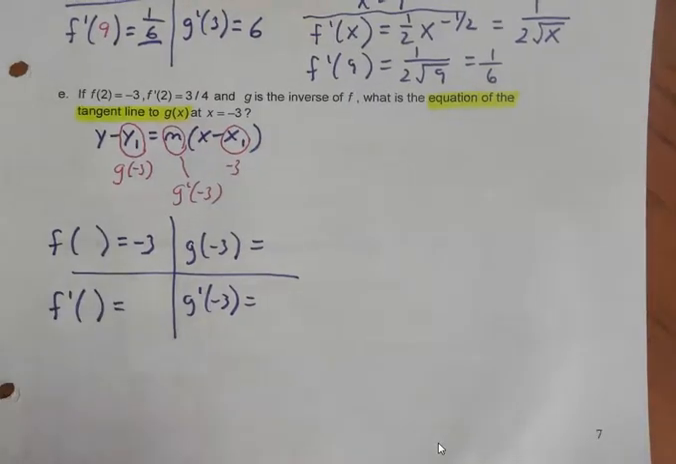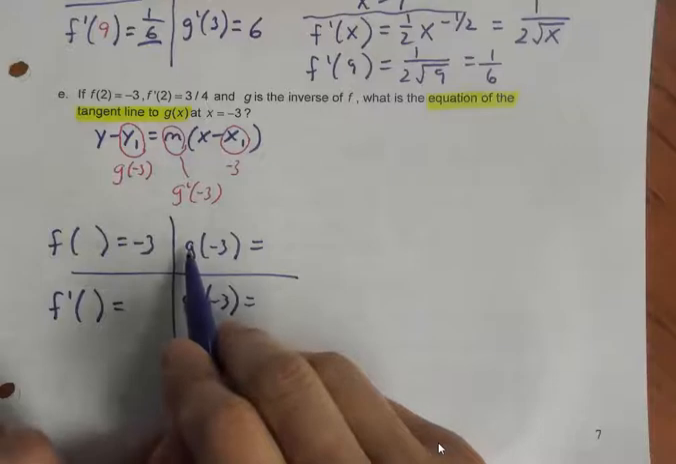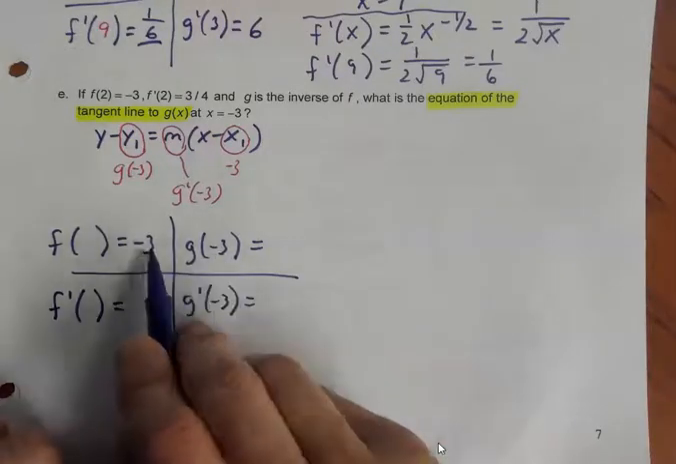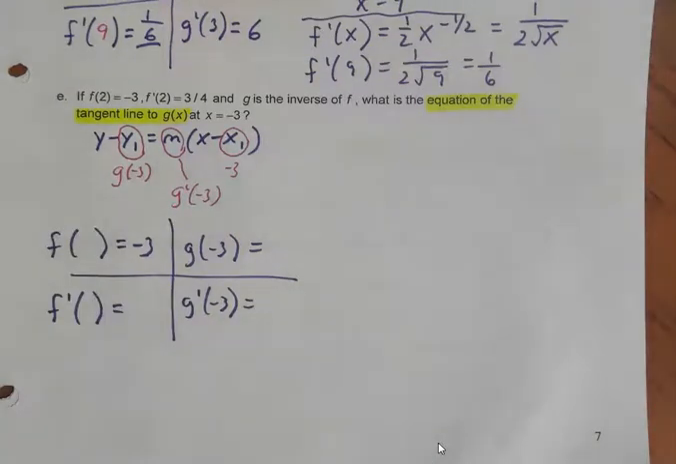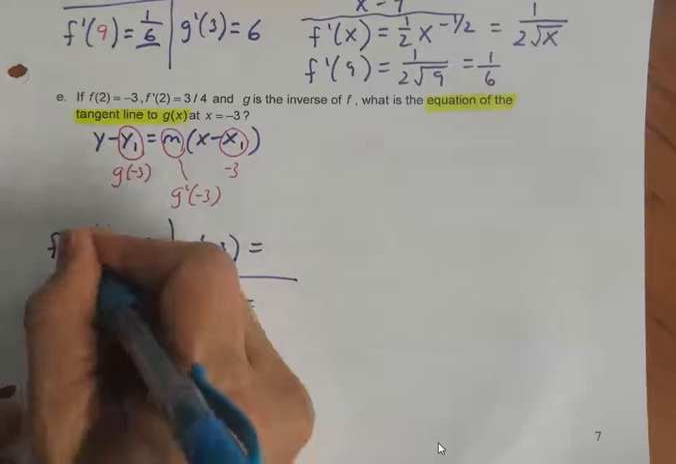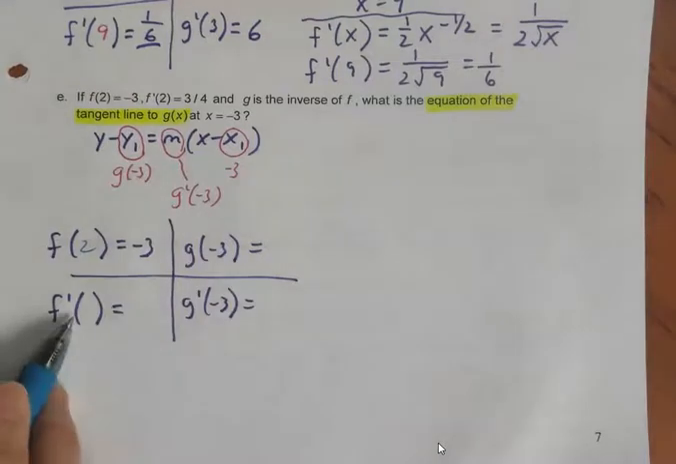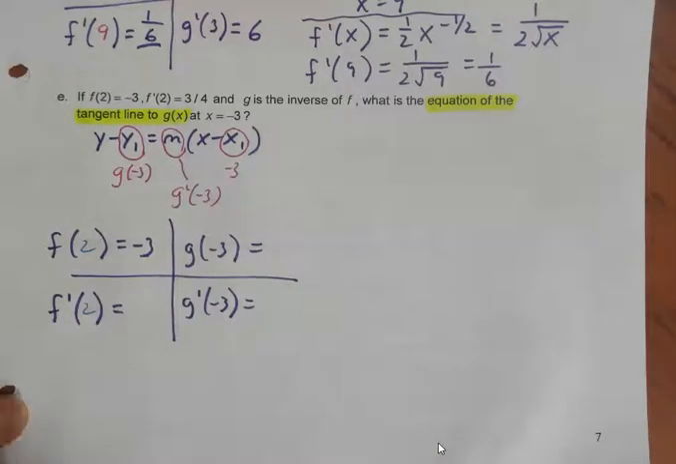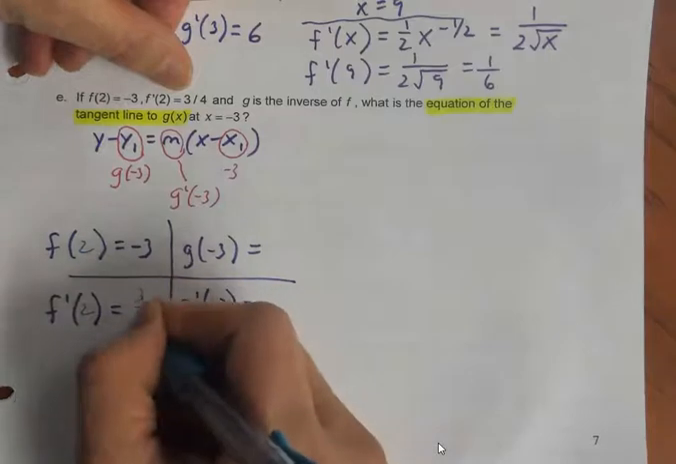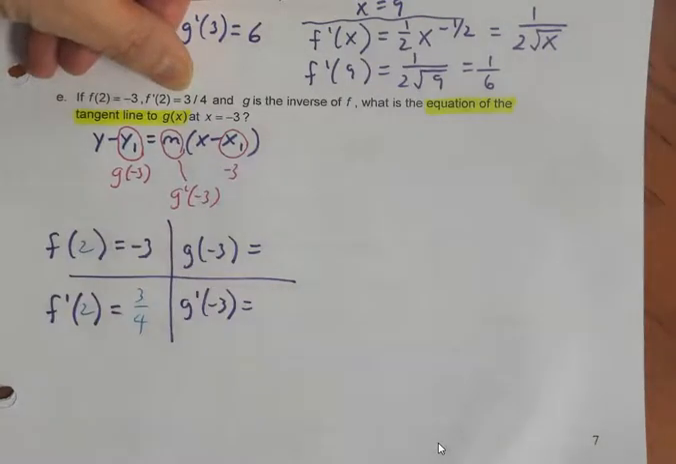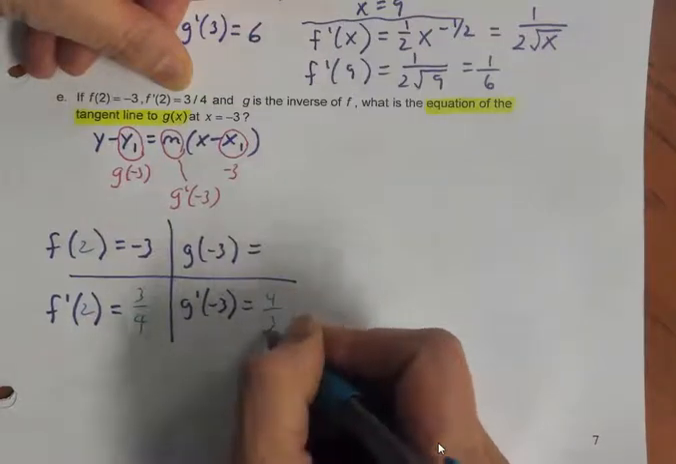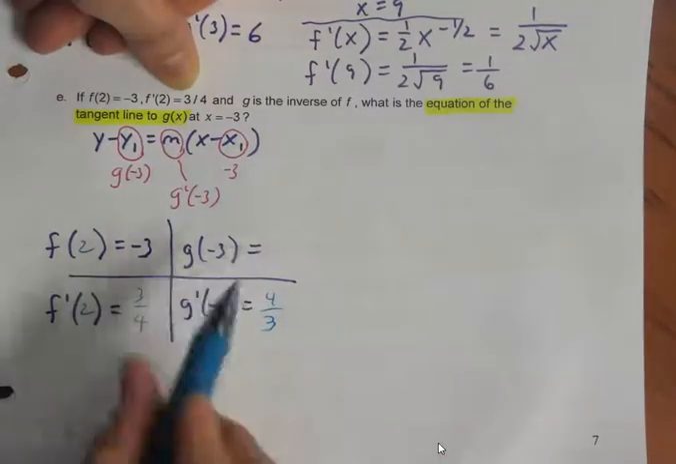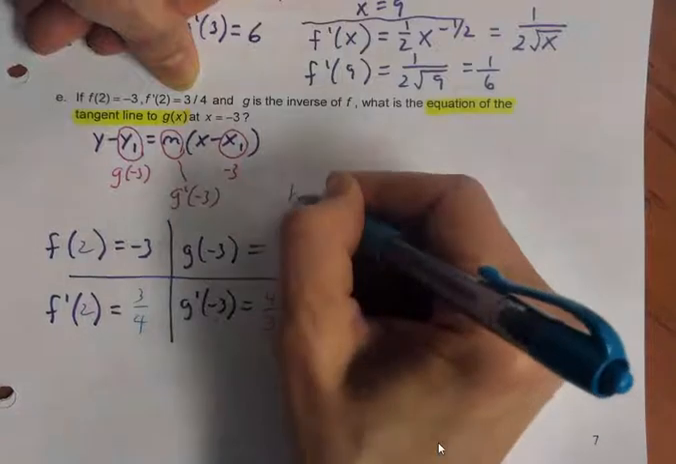Okay, now let's go through and fill this in. I don't have anything for g of negative 3, but I do know that this is negative 3. So what is this going to be? 2. So this will be a 2 right here. And then what is f prime of 2? 3/4. And so what is g prime of negative 3? 4/3. Now, in this one, I actually need this. I have to have this.